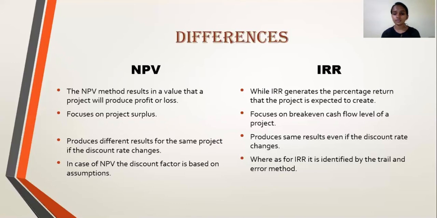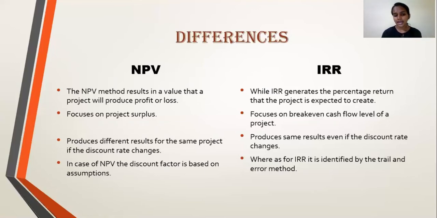Well, when it comes to IRR, whichever discount rate it is, you can give n number of calculations of the discount rate, and you will find that you're getting the same result. Okay, so the next point: in case of NPV, the discount factor is based on assumptions, whereas for IRR, it is identified by the trial and error method.